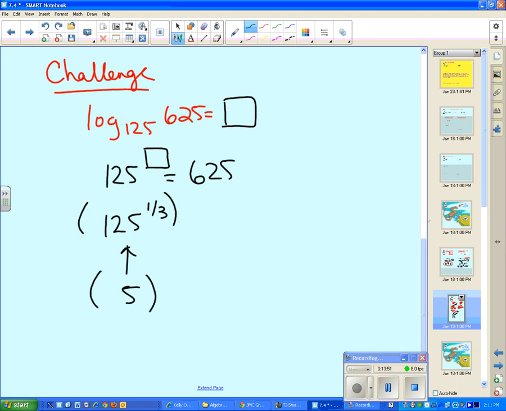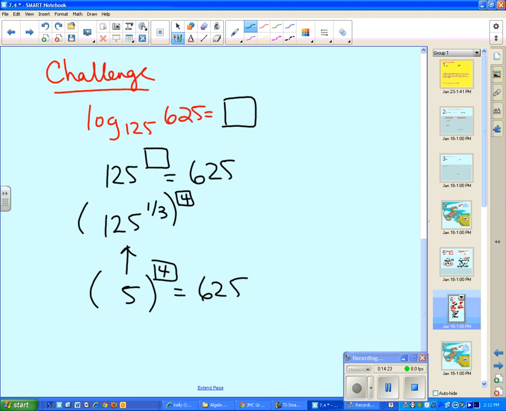Well, what about 5 then? Can we take 5 to an exponent to get 625? 5 to the 4th. Okay, do it in your head. 5 times 5 is 25. Times 5 is 125. Times 5 is 625. So 5 to the 4th is equal to 625. Well, this right here is equal to 5 as well. So if I take that to the 4th, that is also equal to 625.